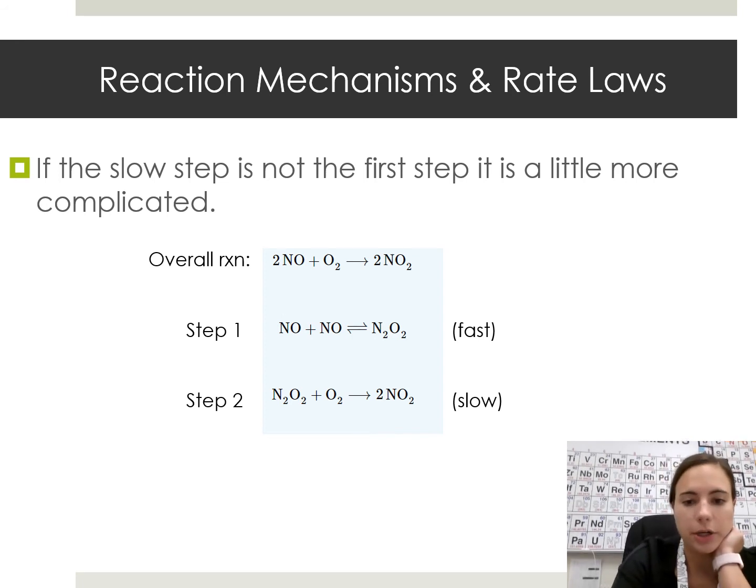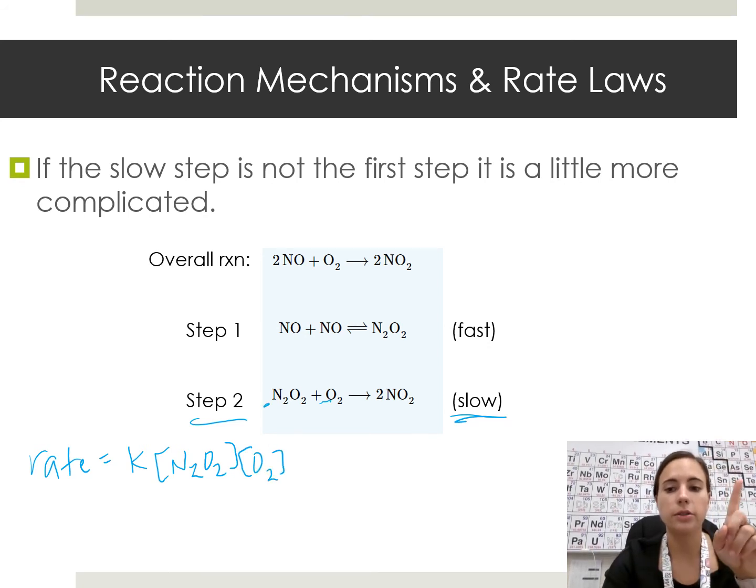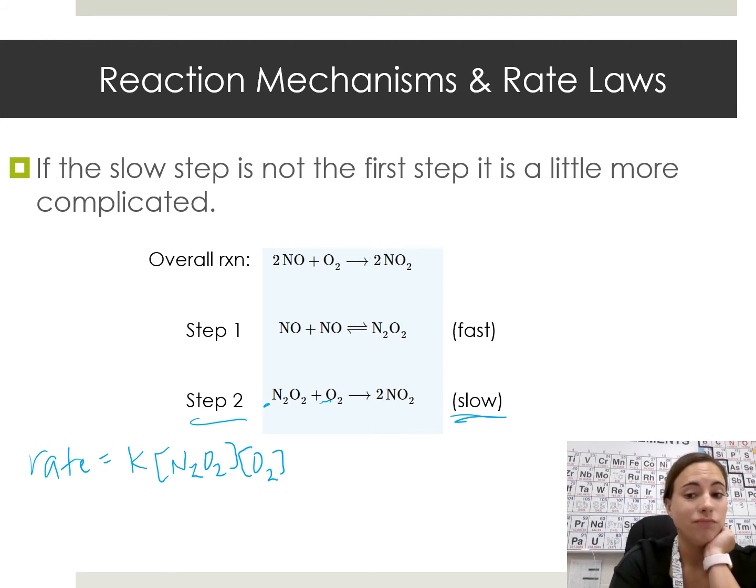So I'm going to go ahead and write the rate law based on the slow step, which here is step 2. So rate equals k times N2O2 times O2. Both of these coefficients are 1, so these are both first order for my theoretical rate law. Remember, we can't do that for real rate laws. Okay, immediately I see an issue. N2O2 is an intermediate. It isn't in my overall equation, so it cannot be in my rate law. That's what causes an issue when my slow step isn't my first step.